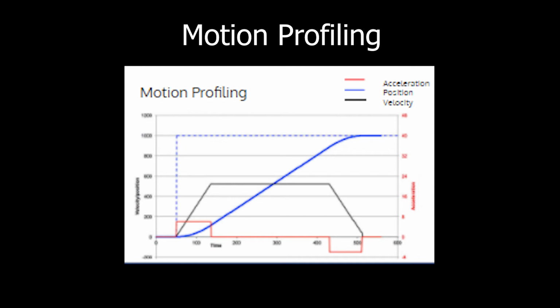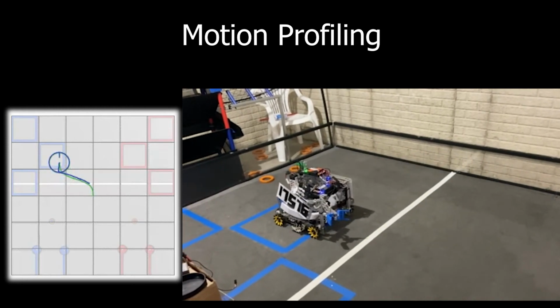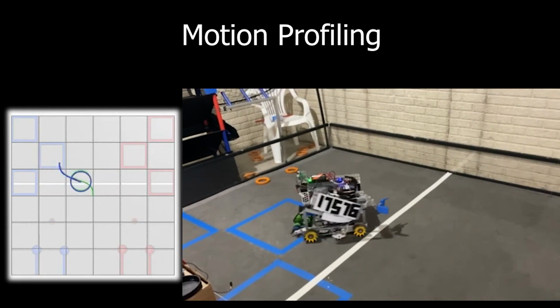Our team uses Roadrunner to accomplish this. Roadrunner also allows us to plan out our robot path in a series of trajectories, which can be curved or straight.